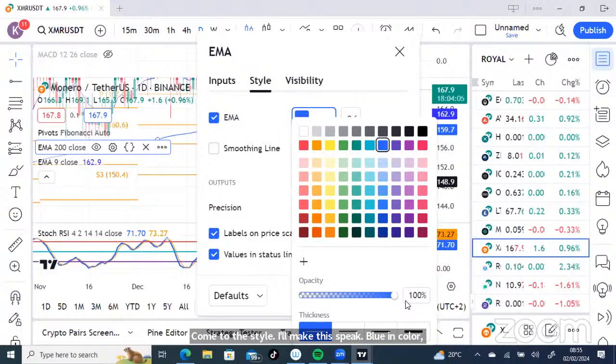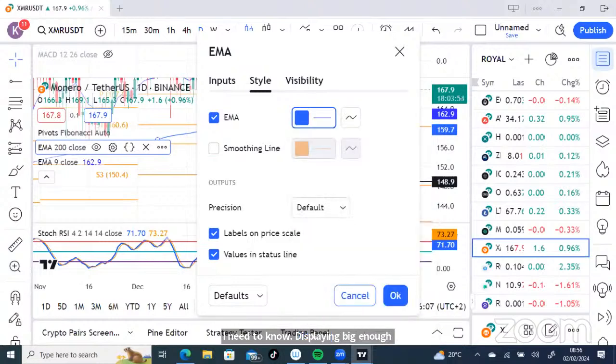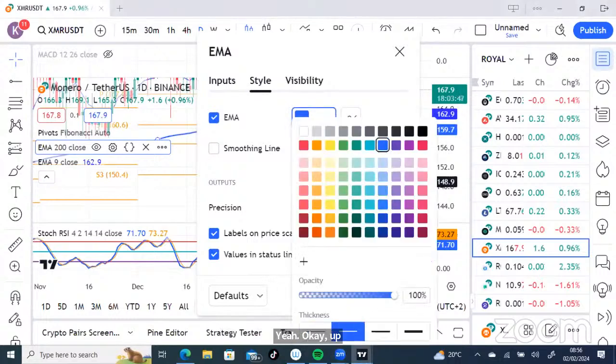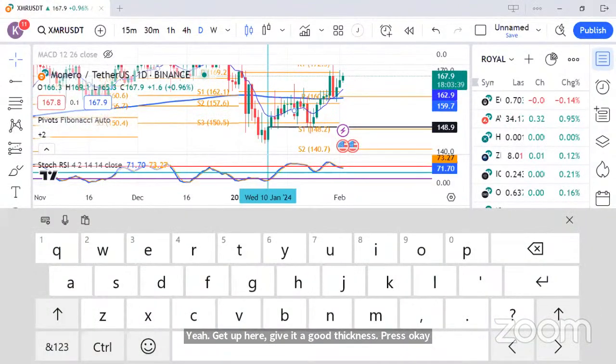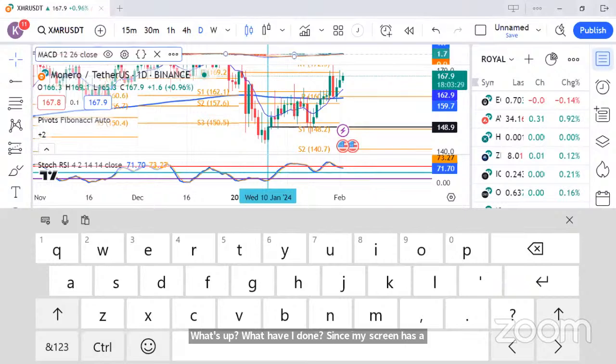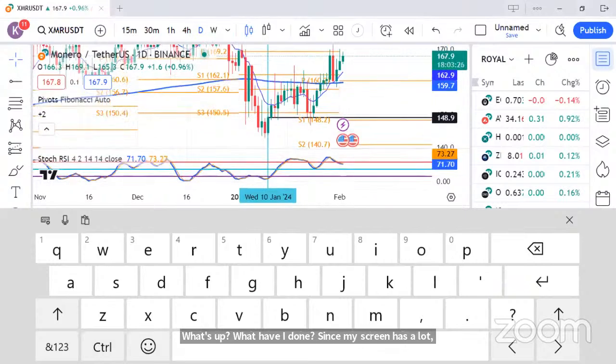What's up? Why is it not displaying big enough? Okay, tap here, give it a good thickness, press OK. And then I get back to this setting. What's up? What have I done? It seems my screen has a lot, so allow me to deal with a few things. Okay. Just a minute.